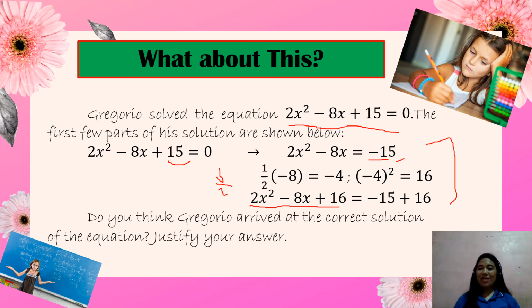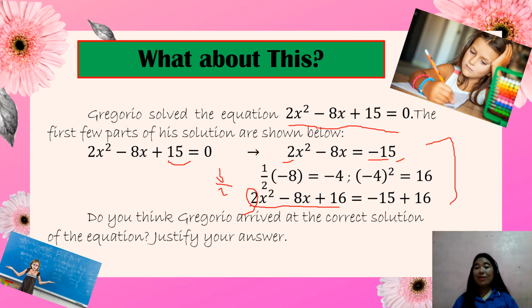Okay, so class, I told you earlier that steps 1 and 2 could be switched, but it should not be skipped. So in other words, if for example you started by transposing your constant to the other side, you should have followed it by dividing the equation by a. Remember that your a is not yet equal to 1, and you cannot complete the square, you cannot express it as a perfect square trinomial when you still have a value of a that is not equal to 1.